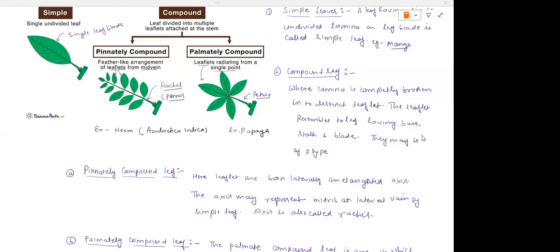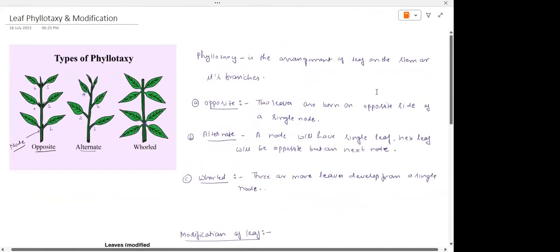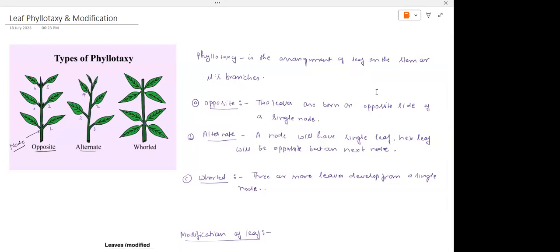Leaf phyllotaxy. What is phyllotaxy? Phyllotaxy is just the arrangement of the leaf, right? Phyllotaxy is nothing but the arrangement of the leaf.